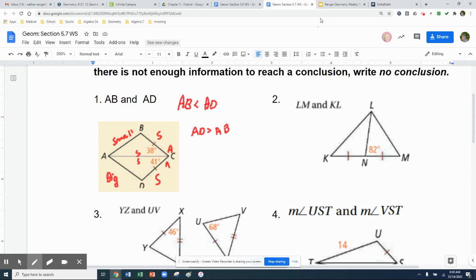Continuing, you have a couple other additional problems here. So you can see you have LM and KL. This is also SAS. So looking here, I've got 82. That's going to mean that this angle here is 98. So this one is going to be larger, and this one is going to be smaller. I can tell by that angle: 98 degrees is larger, which is going to make KL larger. LM is going to be smaller because 82 degrees is a smaller angle. So that's the basics of what the Hinge theorem is looking at.